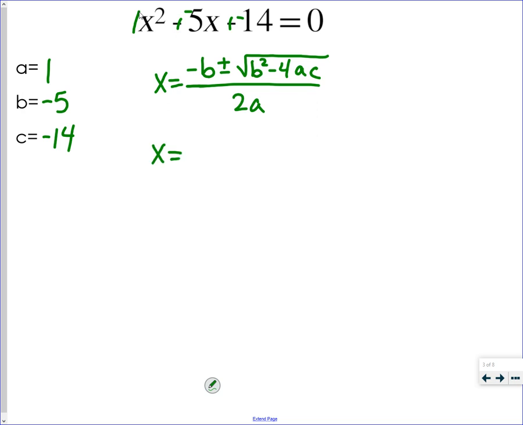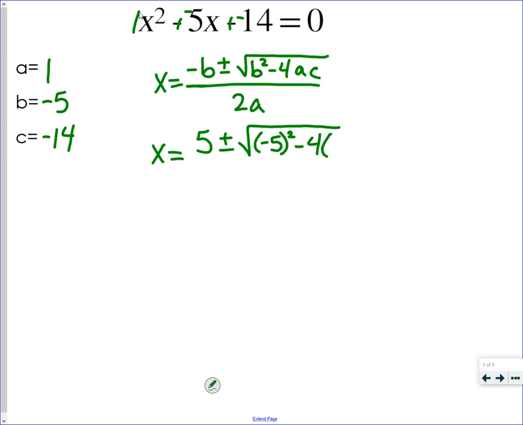So we're going to get x equals, instead of this negative b, the opposite of b, the opposite of negative 5 is going to be 5. Plus or minus, I know that's not real familiar to us, but that's okay. Square root, b squared. I am going to slow this down and write every single part out right now.